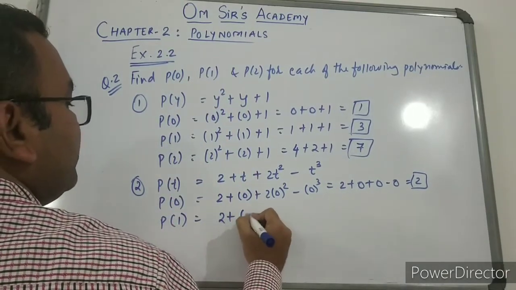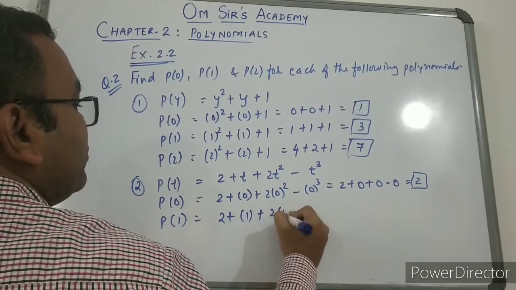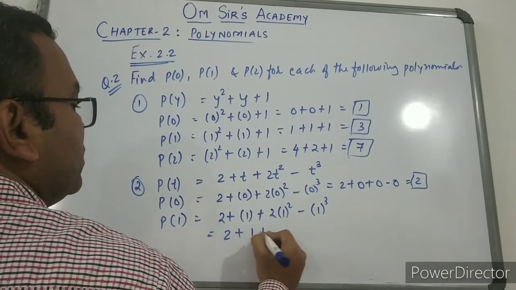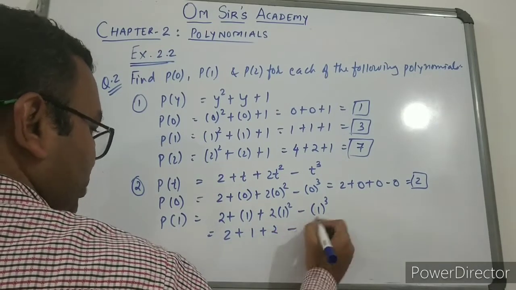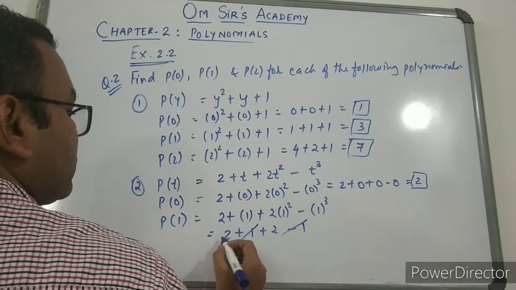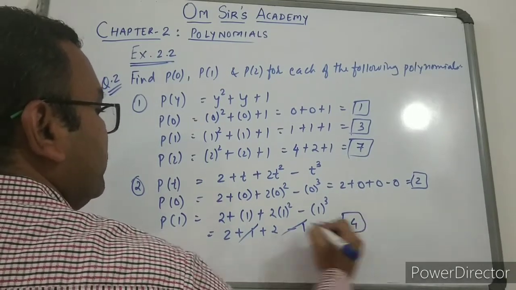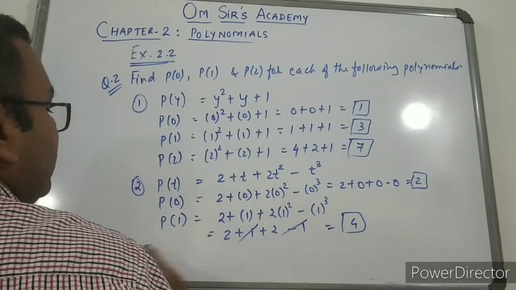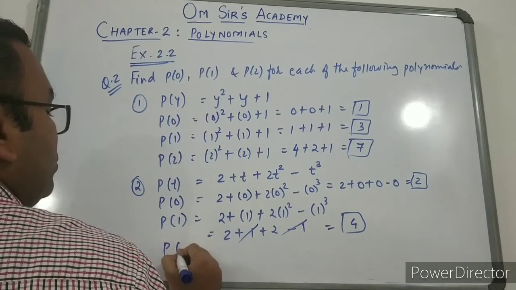Now second one, we have to put 1 instead of t. So it will be 2 plus 1 plus 2 into 1 square minus 1 cube. So it will be 2 plus 1 plus 2 into 1, which is 2, minus 1 cube, which is 1. Minus 1 plus 1 get cancelled. 2 plus 2, what is the value? 4.